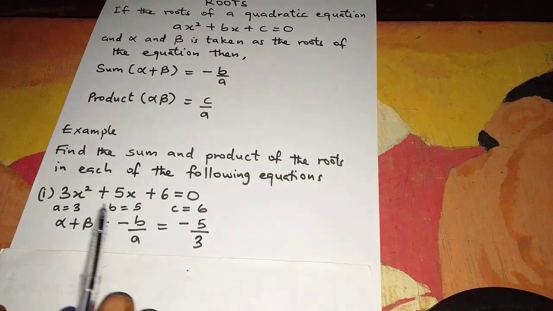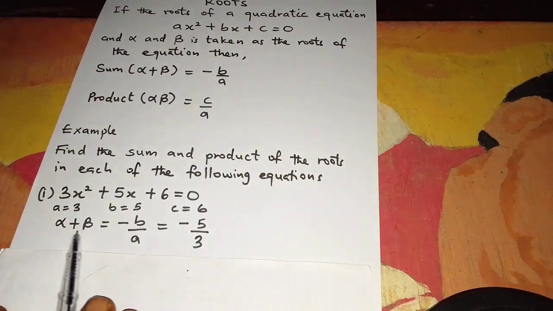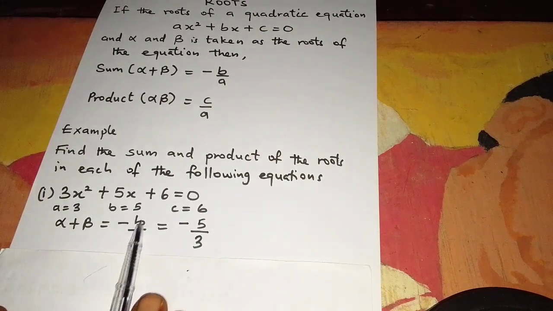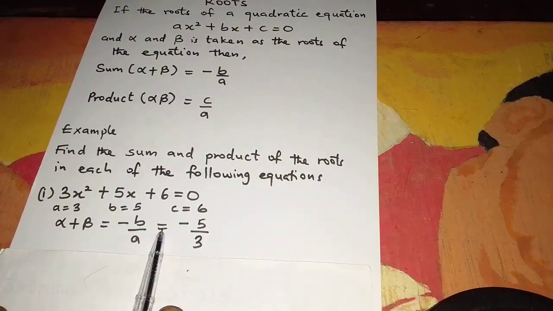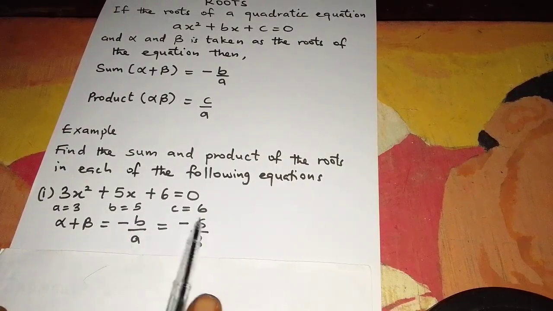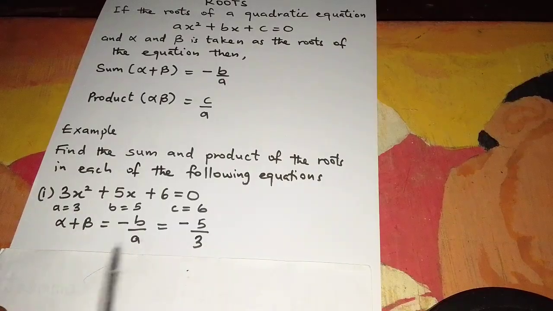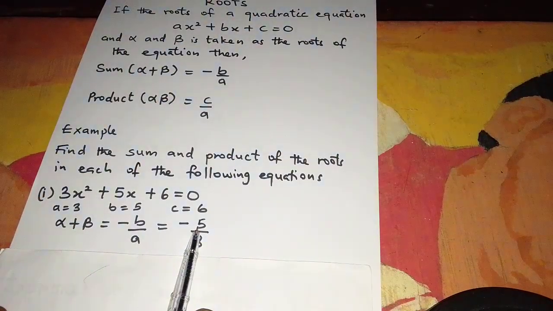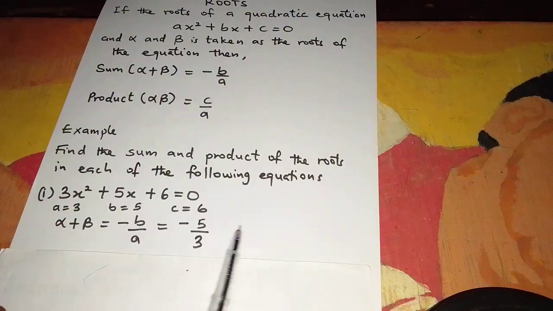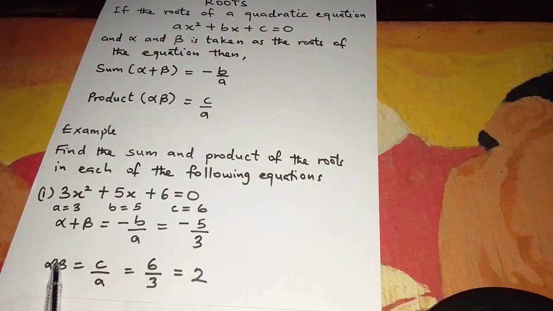So to look for the sum of the roots, that is alpha plus beta, you are going to say minus b over a. So minus b is what? Minus 5, over a, which is 3. So that means the sum of the roots is minus 5 over 3. Now let's look at the product of the roots. The product of the roots is alpha beta, which is c over a. The value for c is 6 and a is 3. You have 6 divided by 3, which gives us 2.